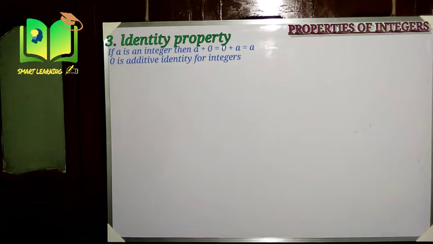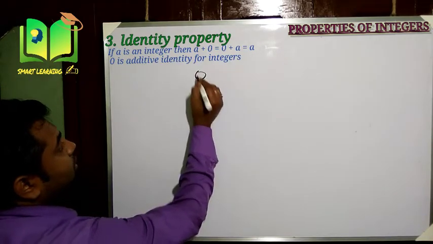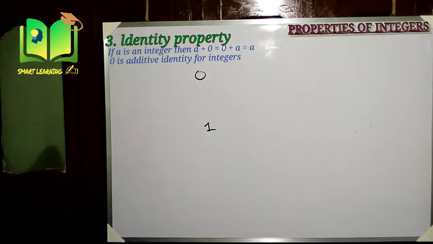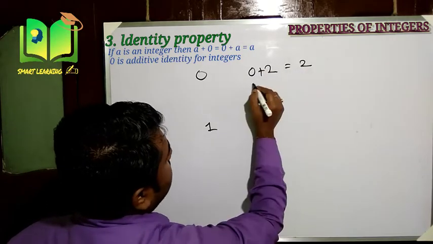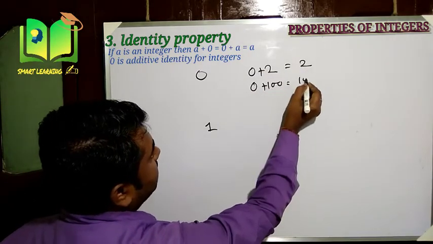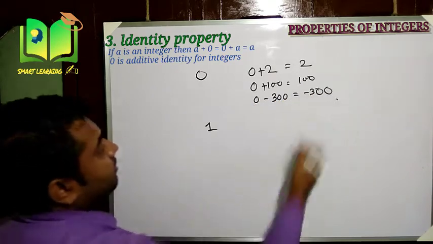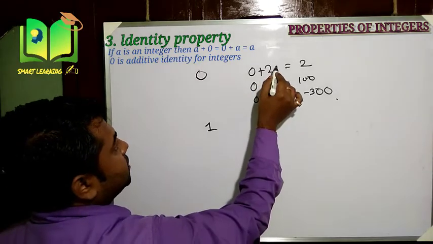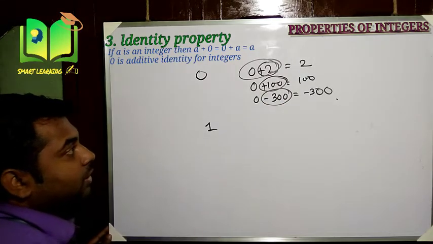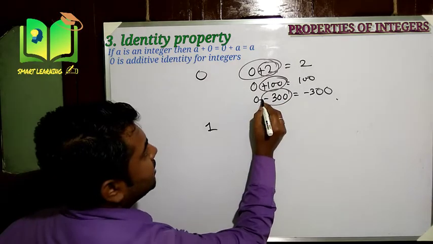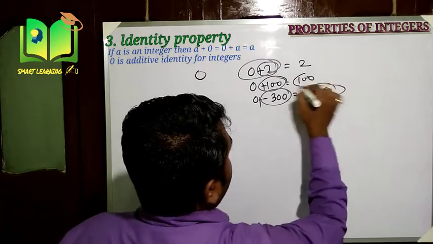Now, your identity property. We will discuss here 0 and 1. Suppose you are adding 0 plus 2 equals 2, 0 plus 100 equals 100, 0 minus 300 equals minus 300. Whatever you are adding with 0, whether plus 100, plus 2, or minus 300, here you are adding 0 plus minus 300. So ultimately you are getting the same number.